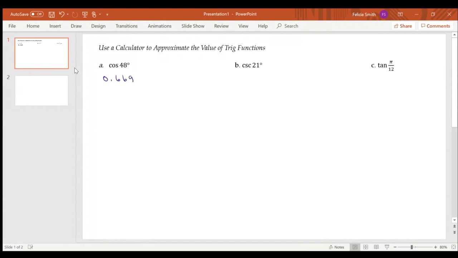Now let's take a look at part B. Notice that this one is cosecant of 21 degrees. On your calculator, you do not have a cosecant button. So we're going to need to make sure we rewrite this using sine, cosine, or tangent. Keep in mind we've talked about the fundamental identities, and we can rewrite cosecant as 1 over sine of 21 degrees.